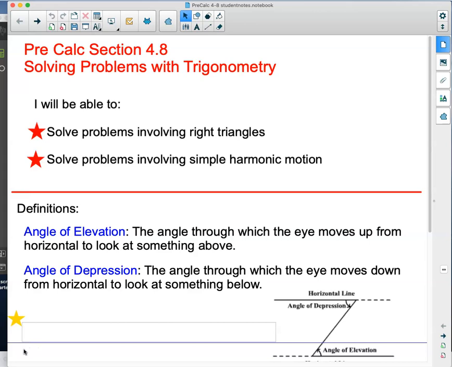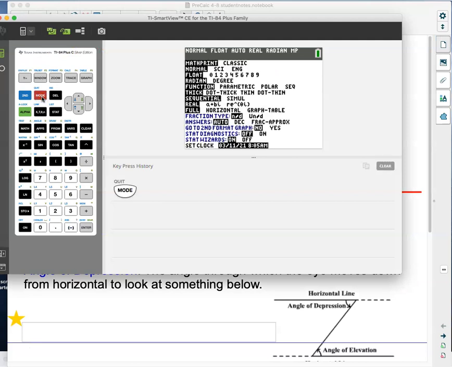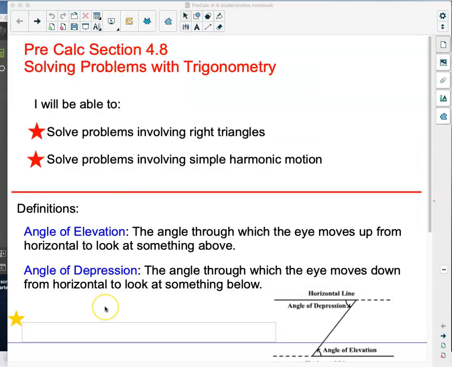And as we talked about yesterday at the end of the lesson, almost always anything that's done as a word problem with trig is going to be in degrees. So probably a good idea to just go ahead and get that mode in degrees right away. And it'll be ready to go.